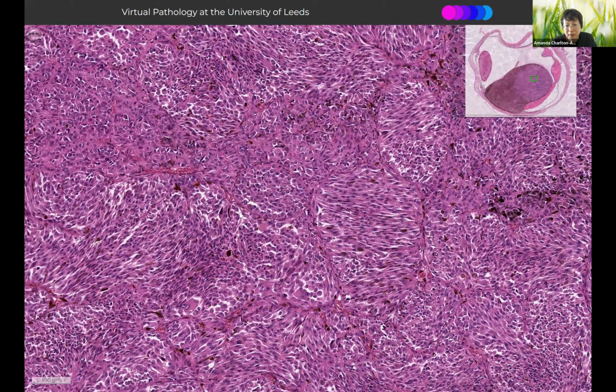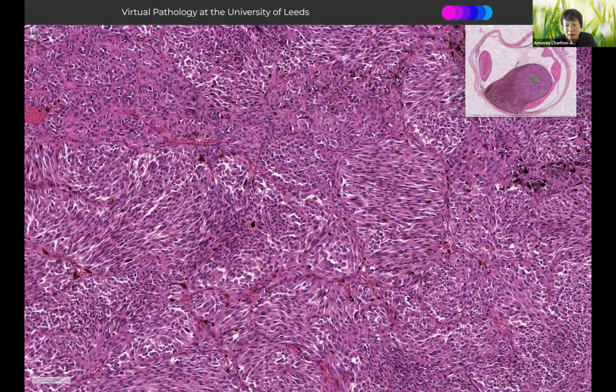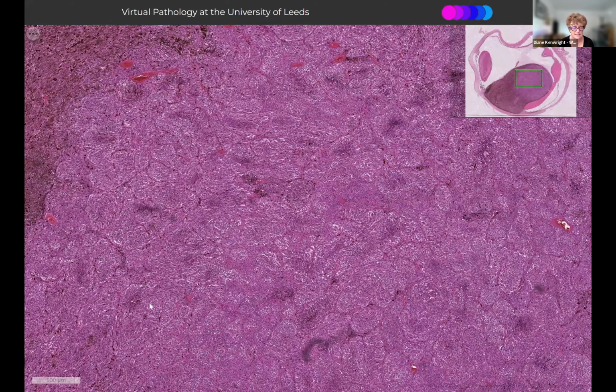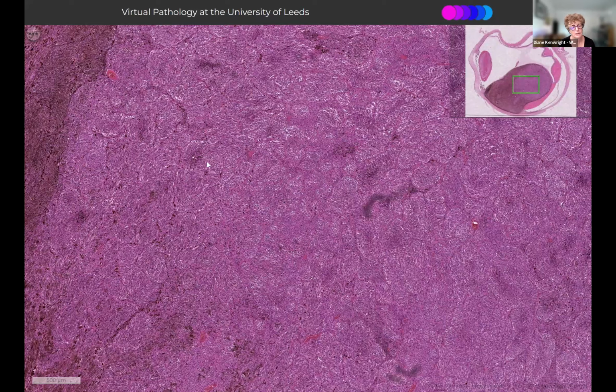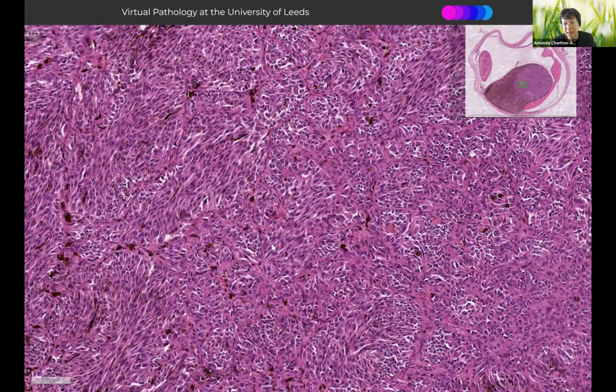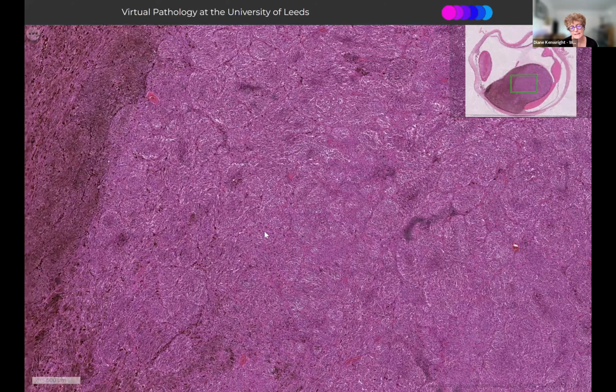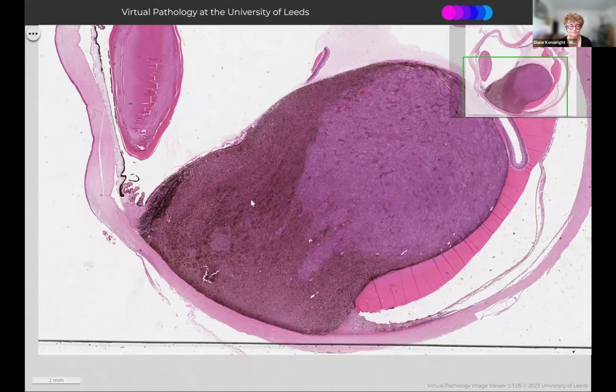What's the cutoff between one type and another type and mixed? It is 10%. It's mainly spindled, so we need more than 10% epithelioid to call it mixed. Okay, and I think we've got that. Great. So let's see if there's any scleral invasion now.